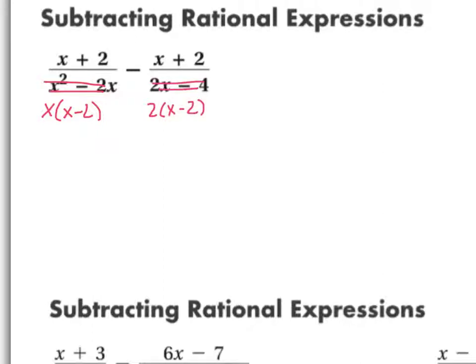Well, notice they have an x minus 2 in common, but the first fraction has an x, the second fraction has a 2. So that means we need to multiply the top and bottom of the first fraction by 2. And on the second fraction, we need to multiply top and bottom by x. Because now we have the exact same denominators. Both fractions now have a denominator of 2 times x minus 2.